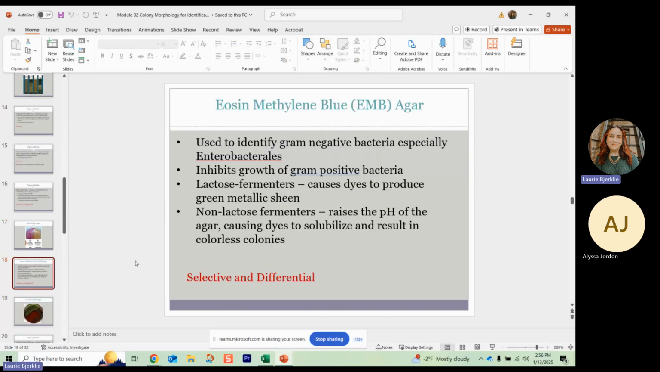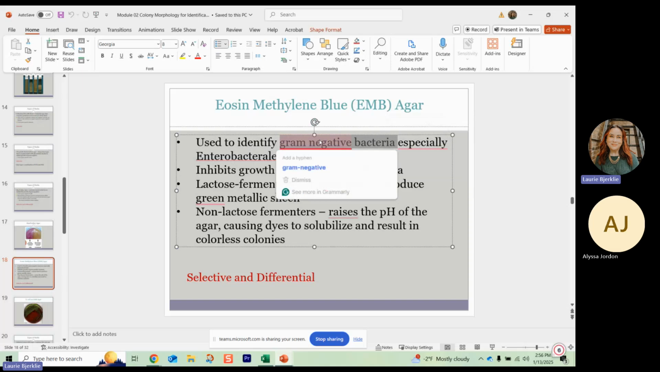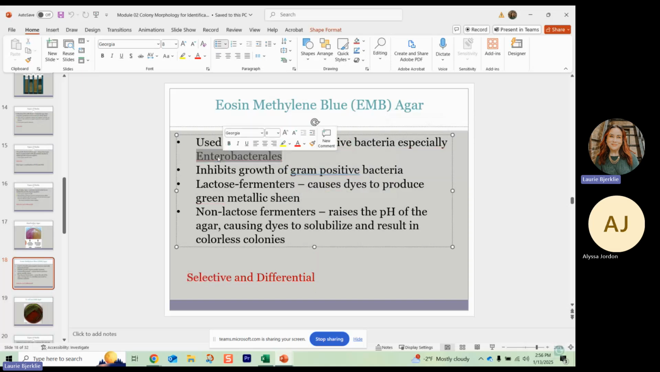All right, EMB stands for eosin methylene blue agar. Same purpose as MacConkey. It is only going to grow gram-negative bacteria, so it's selective for that reason. It especially likes the grouping Enterobacterales. When you learn gram-negative bacteria, Enterobacterales, which we will learn about in Micro 2, those are your main players. When you hear Salmonella, Shigella, E. coli, all of those are in that family, Enterobacterales. Those are your main culprits of problems. That's what it's used to look for. So again, it's looking for gram-negatives, which is why it's selective. It's differential because, again, it's based on lactose fermenters versus non-lactose fermenters.